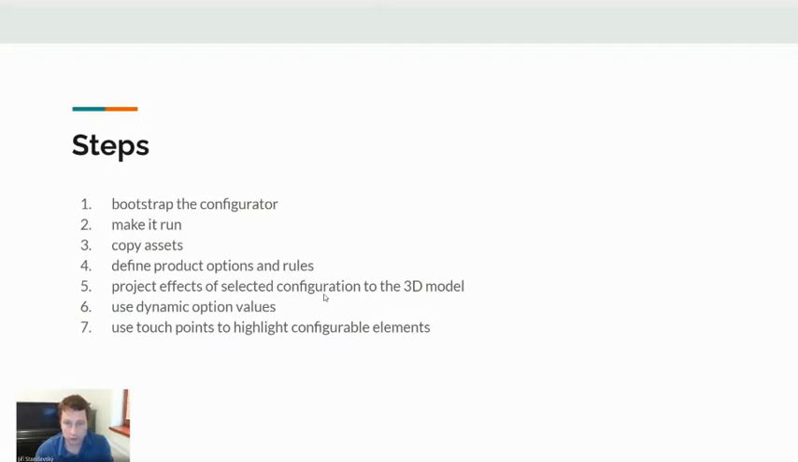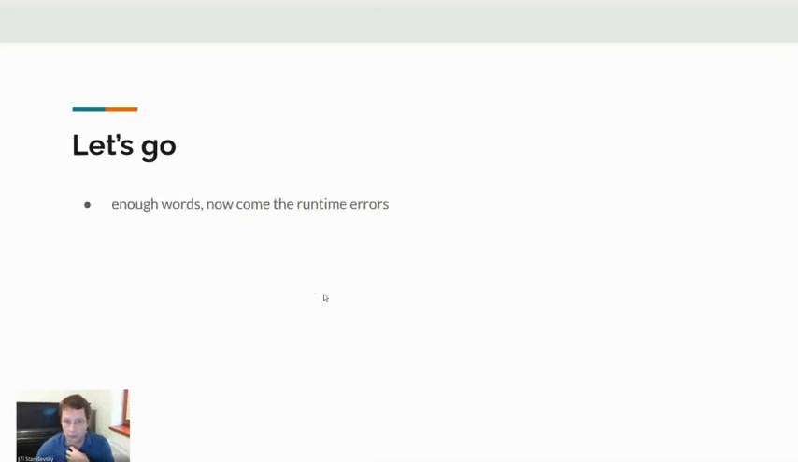And finally, we will use Touchpoints to highlight some elements that are configurable in the 3D scene. Touchpoint is just a little point which you can touch or tap or click, so you are navigated to a proper section of the configurator. Okay, let's go. Let's do it.